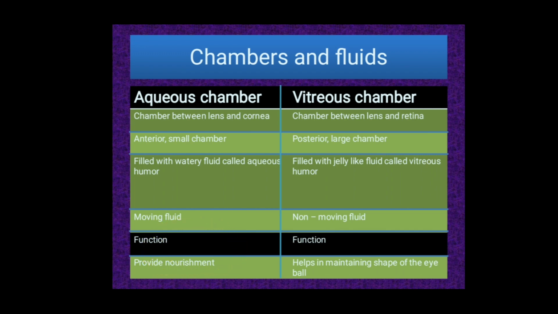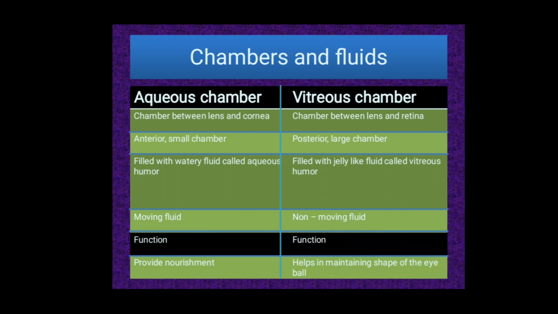Now let's see the features of vitreous chamber. Vitreous chamber is a chamber between the lens and the retina. It is the posterior and large chamber. It is filled with jelly-like fluid called vitreous humor. Since it is jelly in texture, they cannot move at all. So non-moving fluid. The major function is to maintain the shape of eyeball.